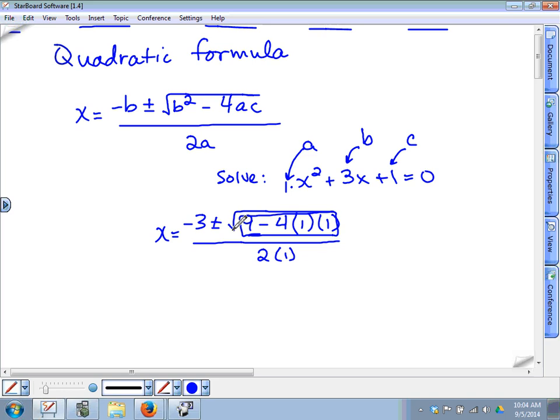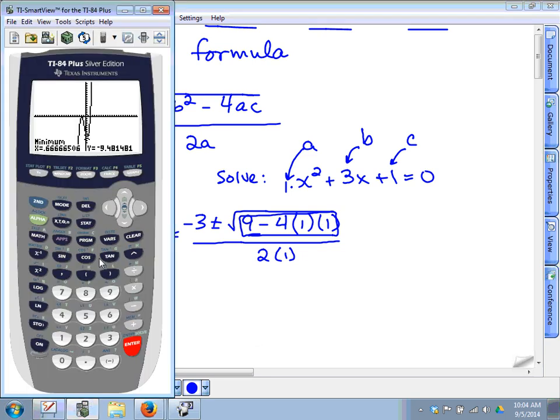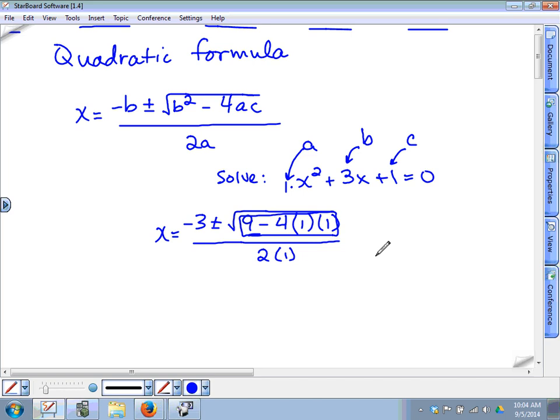Don't try to do too much in your head, because it's full of weird stuff in your teenage years. So use your calculator. What's 9 minus 4 times 1 times 1? 5. It really doesn't take that long to do on your calculator. You do 9 minus 4, parenthesis 1, parenthesis another 1, enter. That took like 4.78 seconds. So, anyway, negative 3 plus or minus the square root of 5 all over 2.